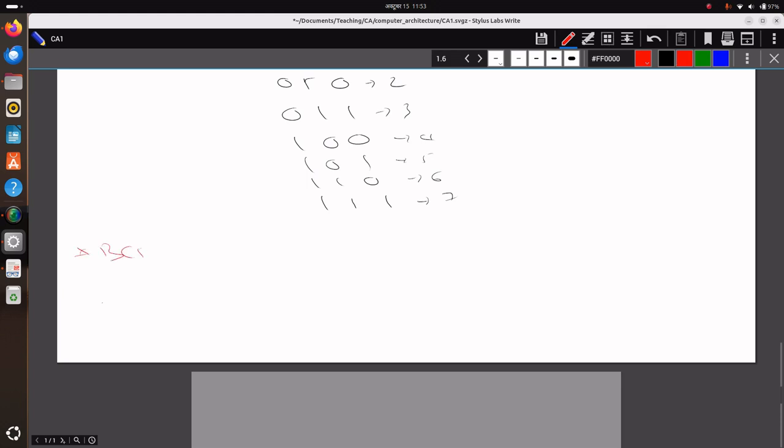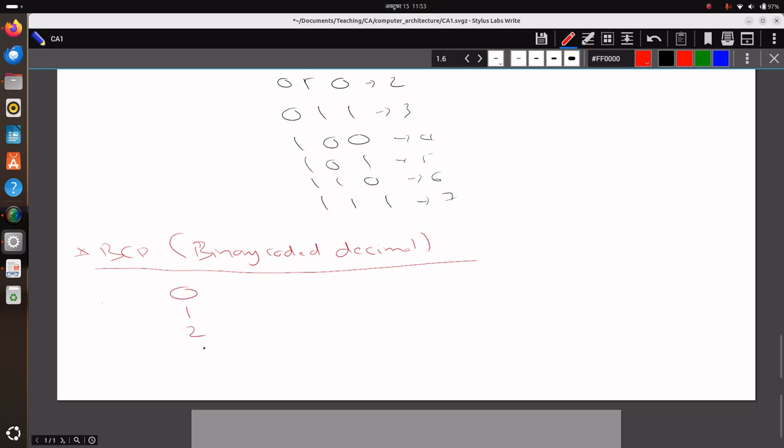So what is a BCD then? BCD is also called a binary coded decimal. To represent any decimal number, what we do in BCD is use a group of n bits. Suppose we use 4 bits to represent this number. Then to represent 0 we use 0000. So the BCD equivalent of the decimal number 0 is 0000.